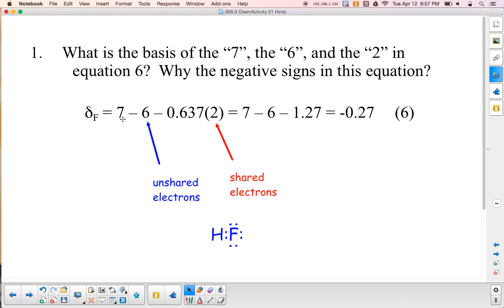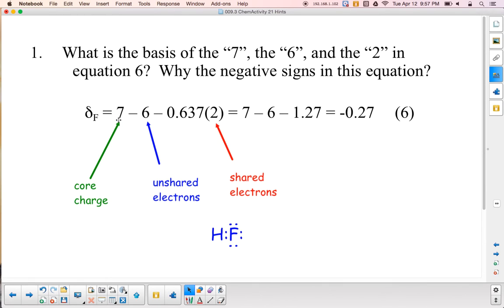Remembering our periodic table and looking at the periodic table, you notice immediately that fluorine is in the 7th column of the periodic table. And that's what the 7 represents. It's best probably to think about this 7 as representing the core charge for fluorine. And then the negative signs start to make sense.